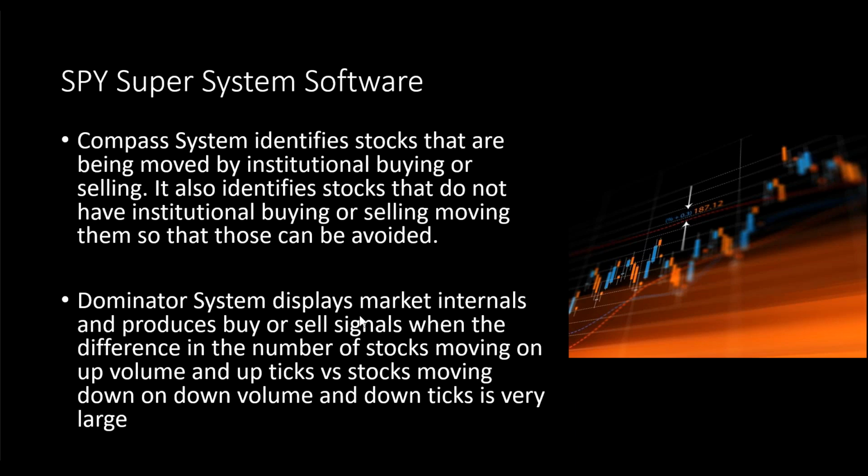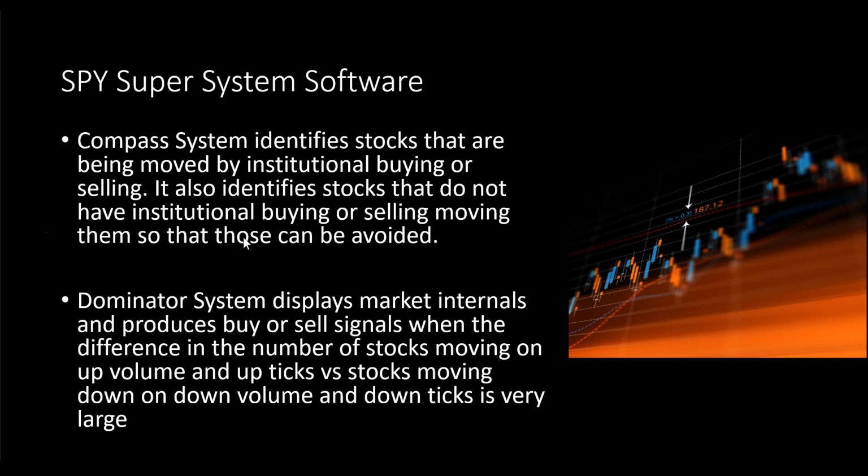Now the Dominator system is going to display market internals, and it produces buy or sell signals when the number of stocks moving up on up volume and upticks is much higher than the stocks moving down on down volume and down ticks, and vice versa. So we're going to get a buy signal if we've got like 800 stocks moving up on up volume and upticks, and 100 stocks moving down on down volume and down ticks. So this is where we get the buy and sell signals from the Dominator system.